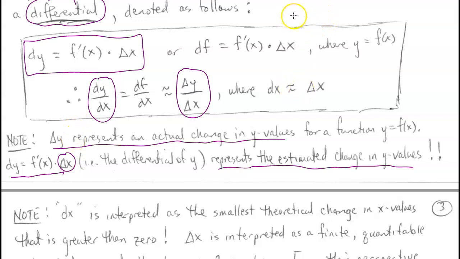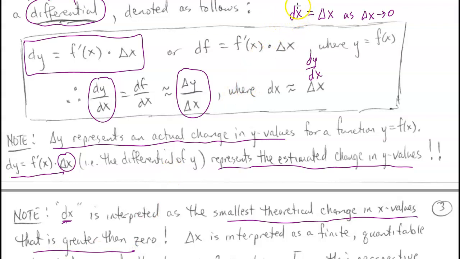Now, in theory, whenever we have dy over dx, and we talk about this dx part, what this really is is delta x as x approaches 0. Another way of saying it is, if I can think of the smallest possible theoretical change, that is what I have down here. It is interpreted as the smallest possible theoretical change in the x values that is greater than 0. That is essentially what the dx is when we use it in this Leibniz notation for a derivative.